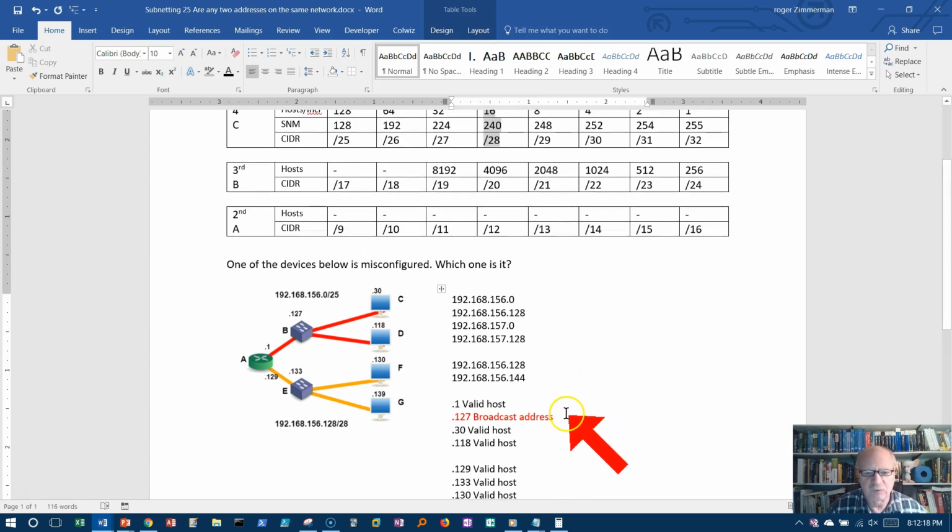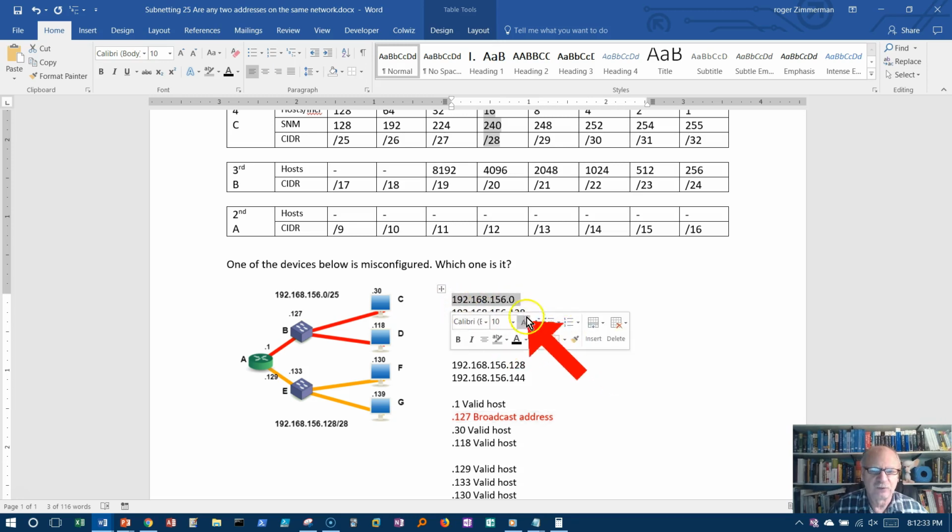So we were correct the first time. We could have stopped way back here, but this one is an incorrectly configured address because that is the broadcast address for the 192.168.156.0 network. Since the next network is .128, the broadcast address is .127, the one just before the next network address. So there you have it.